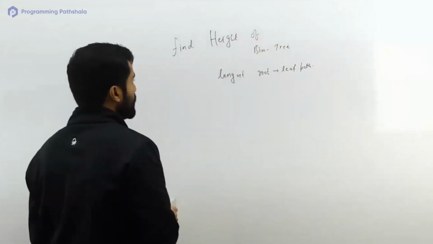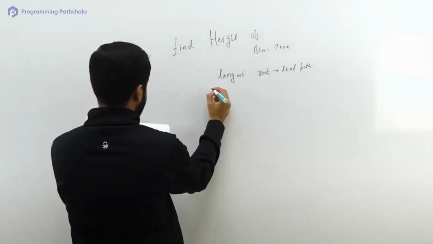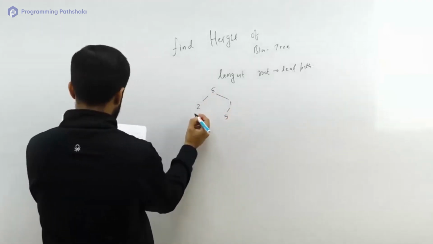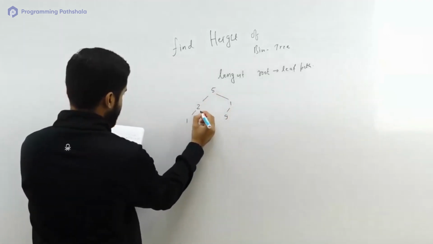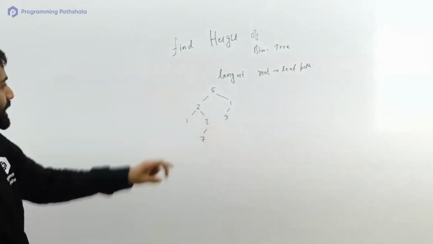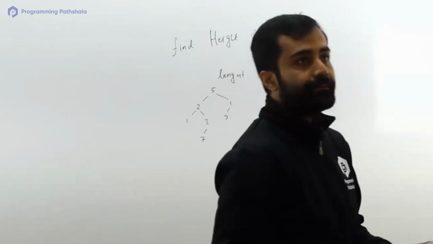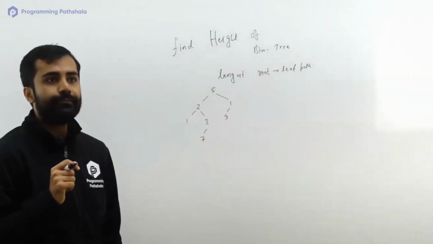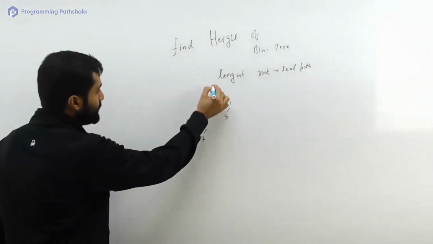Okay, so let's take a quick example. Let's say we have 5, 2, 1, 9, and you have 1, 3, and 7. So this is your binary tree. Can you tell me the height of this binary tree? Let me tell you one thing. What is the longest root to leaf path over here? The longest root to leaf path is this one.